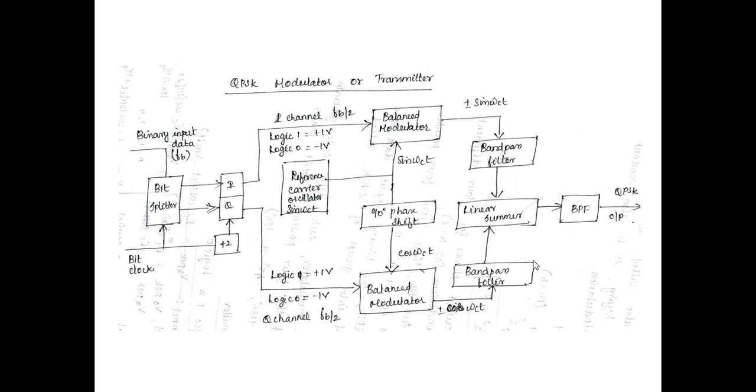So for the in-phase channel, logic 1 is plus 1 volt and logic 0 is minus 1 volt, and similarly in the quadrature phase channel, logic 1 is plus 1 volt and logic 0 is minus 1 volt. The input binary data bit rate is fb. If we split the bits into two parts, the bit rate is fb/2 and fb/2.